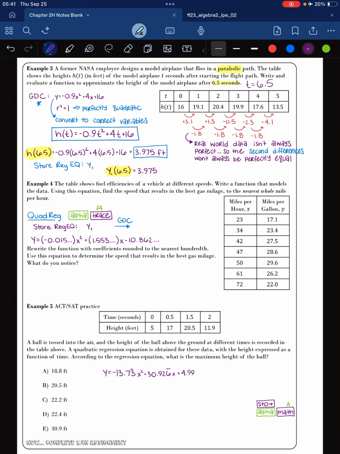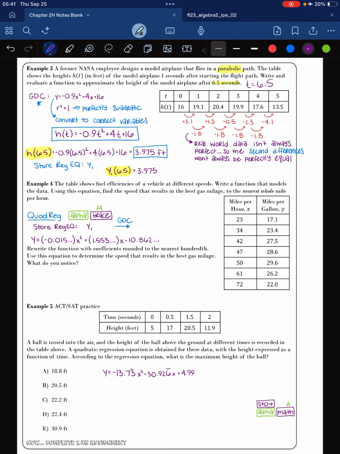Okay, so example 2 again. Please pause, see if you get the same regression equation I do. If not, double check your data and then double check with me because I might be wrong. Not too proud to admit it. So, the table shows fuel efficiencies of vehicles at different speeds. Write a function that models the data using this equation.